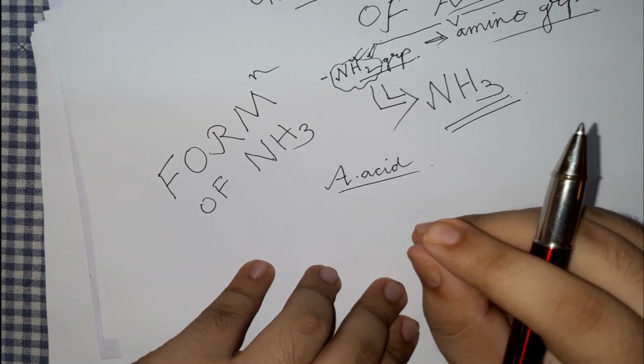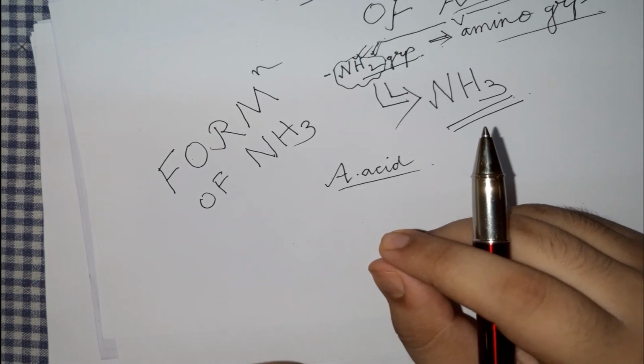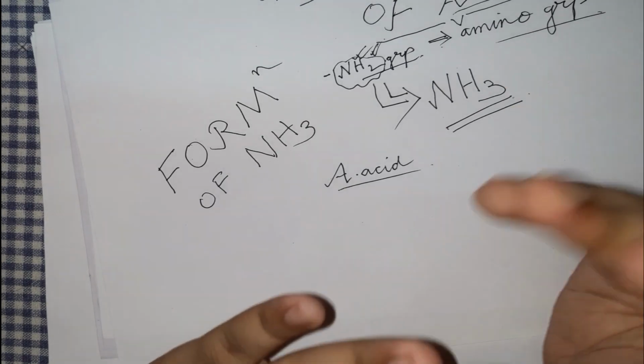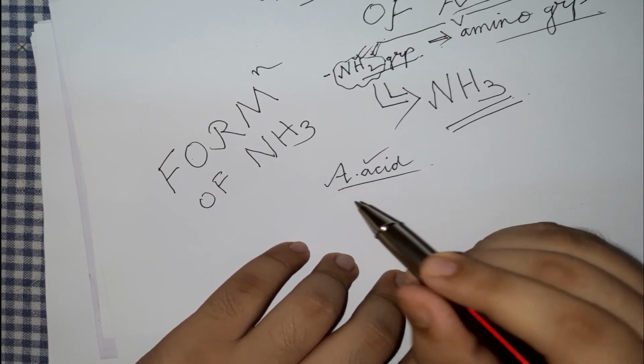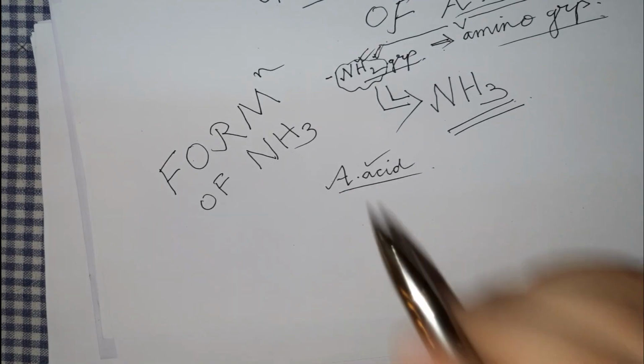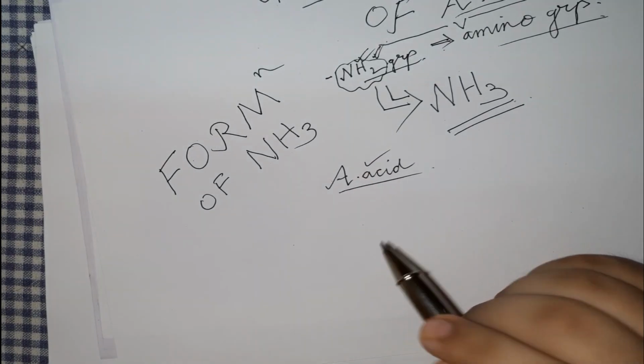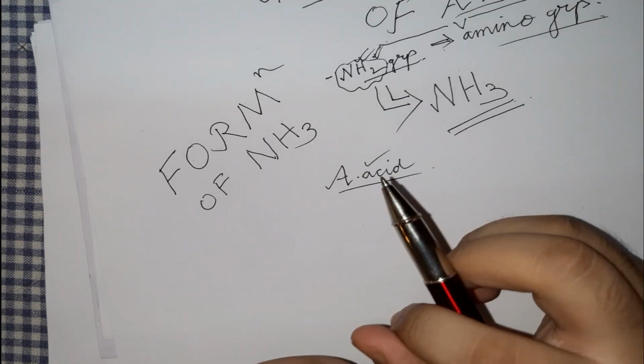All right? It was in the digestive tract. It got digested. The peptides got digested. This was formed. This was absorbed. Now we have it in the cells. Now the metabolism starts.